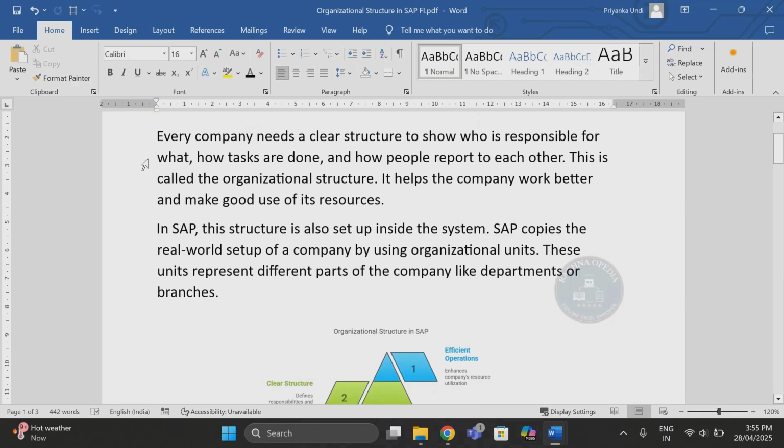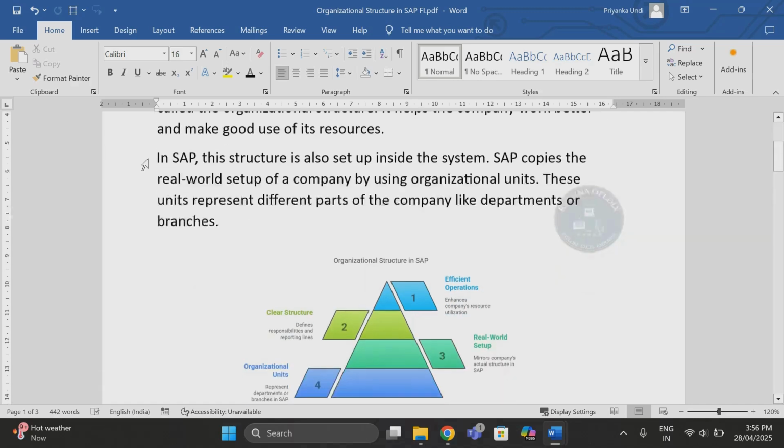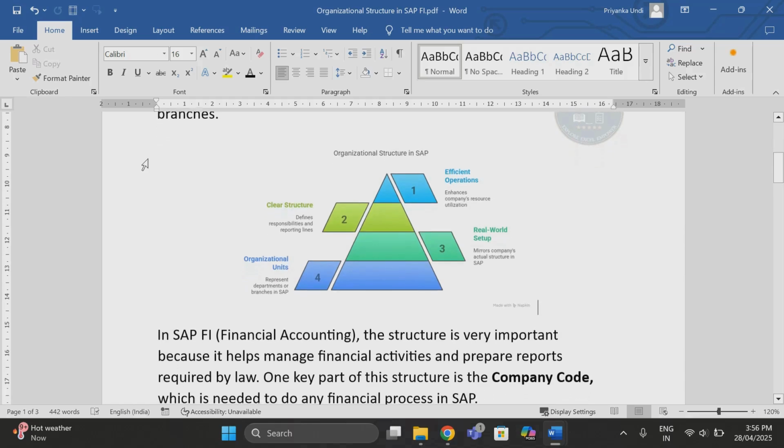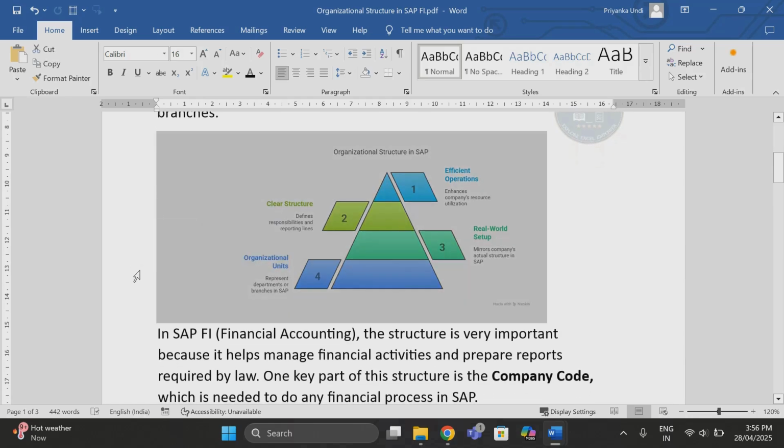It helps companies work better and make good use of their resources. Whatever resources they have, to use them well they need a clear organizational structure. In SAP, this structure is also set up inside the system. SAP copies the real world setup of a company by using organizational units. These units represent different parts of the company, like departments or branches. So this is how an organizational structure will be.